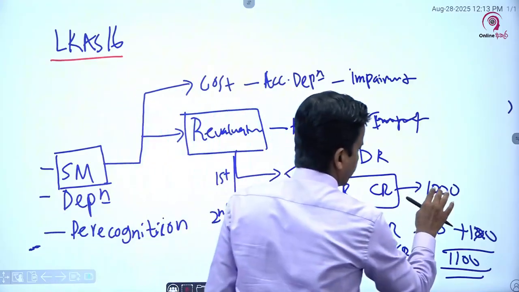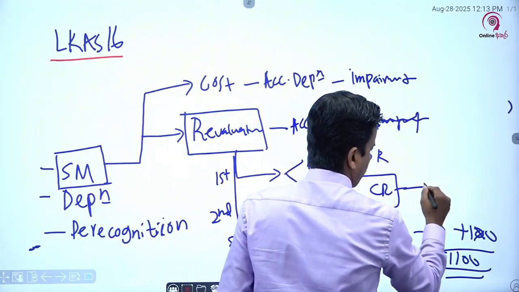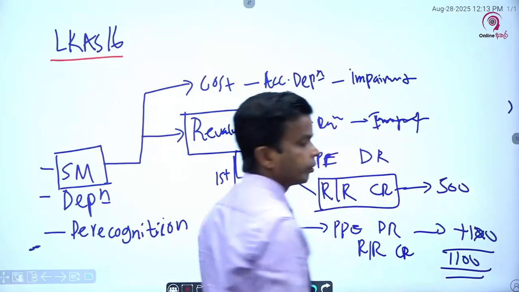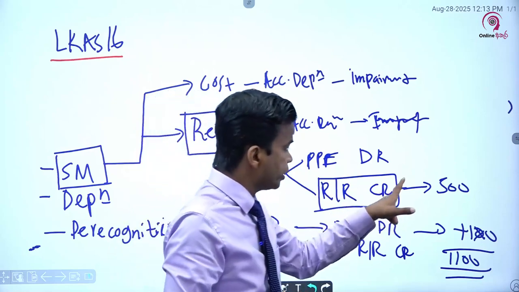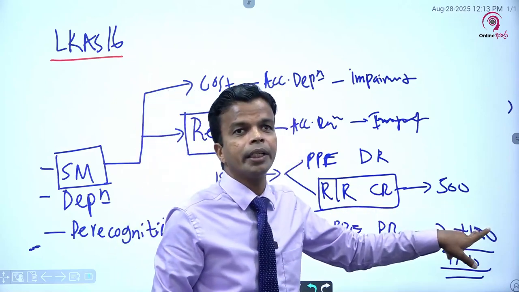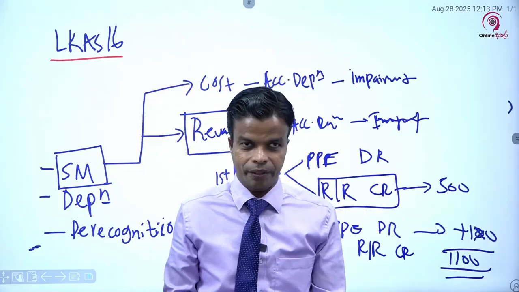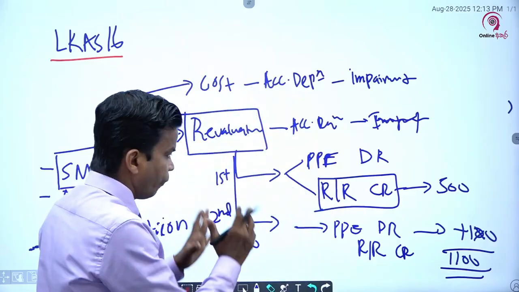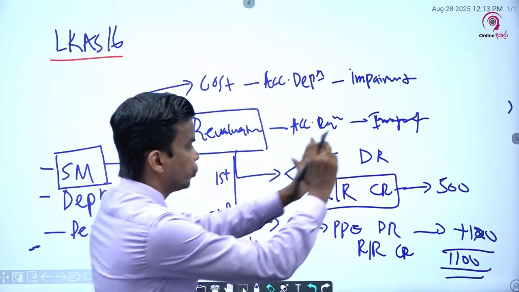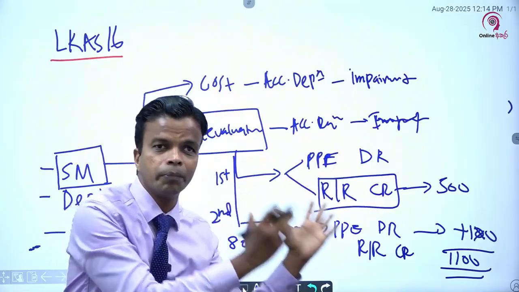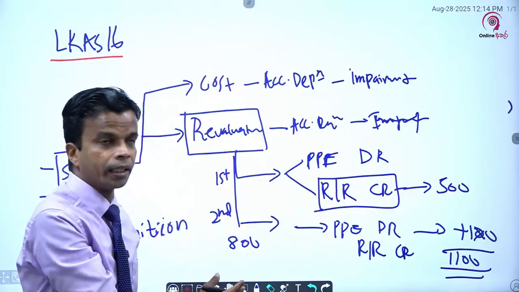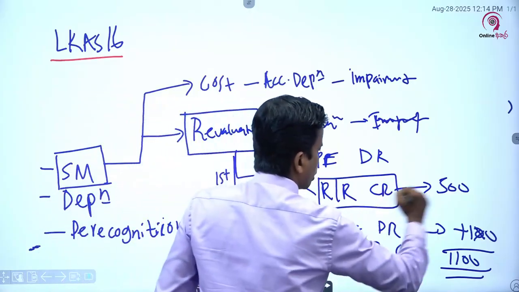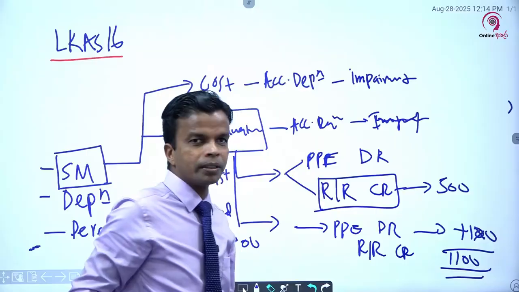What if this is not 1,000 but 500? Now if you do the reversal, the revaluation reserve will be negative 300. That does not make sense, right? So what the standard says, when you have a situation where you don't have sufficient revaluation surplus available to set off against the revaluation deficit, what you do is first you eliminate the revaluation surplus in full.